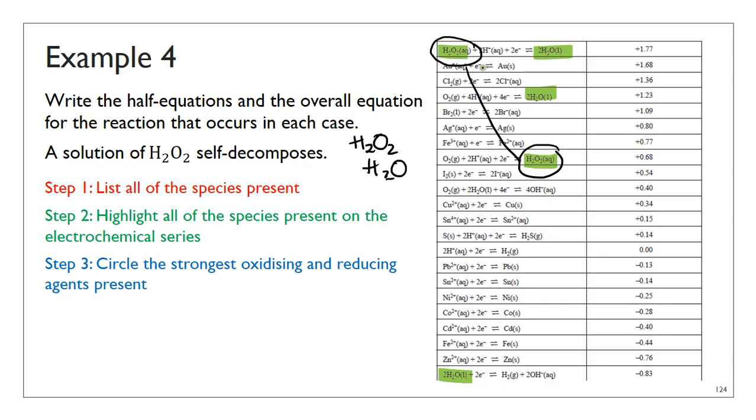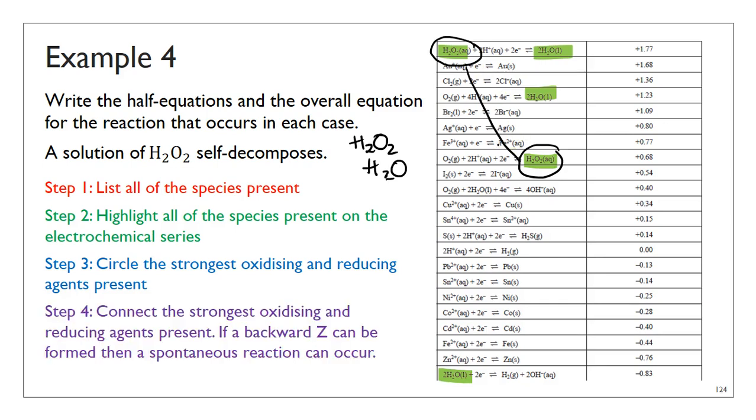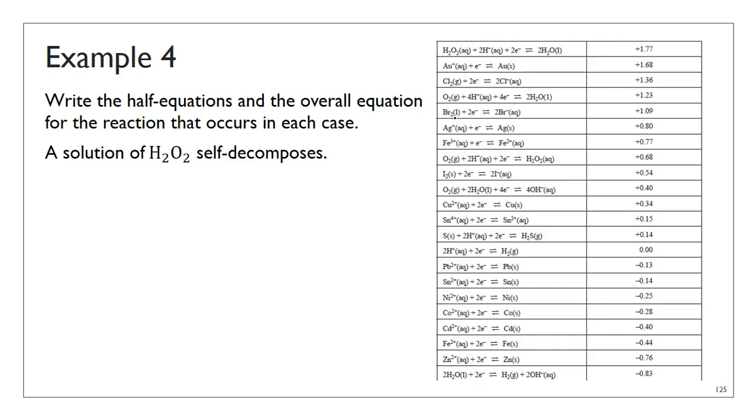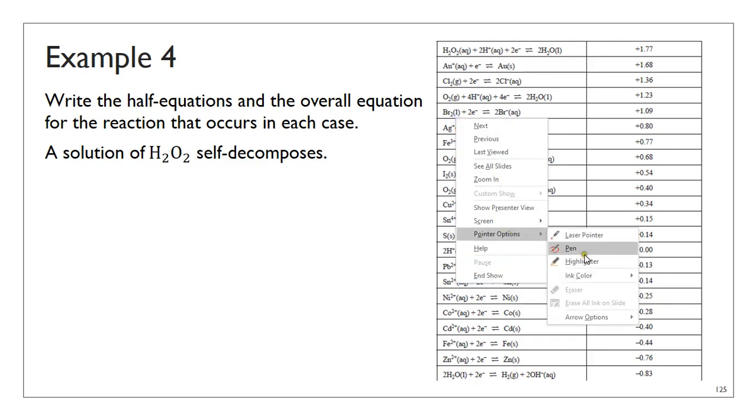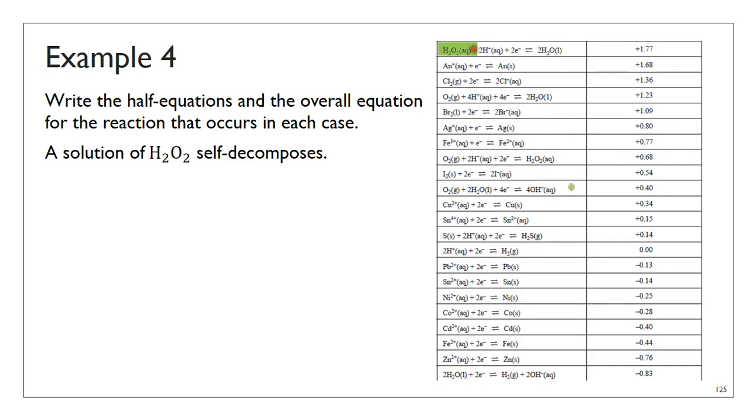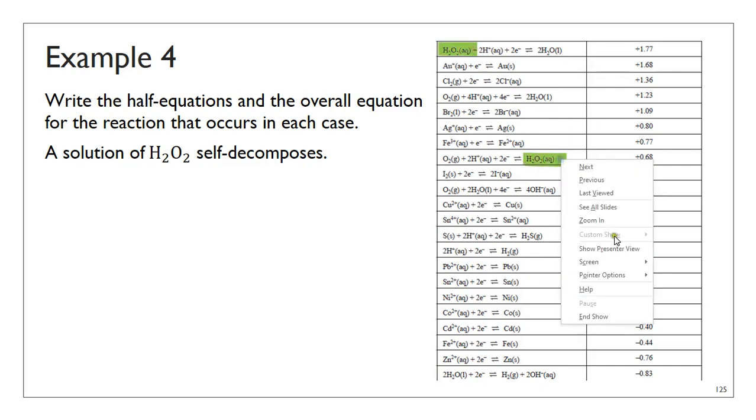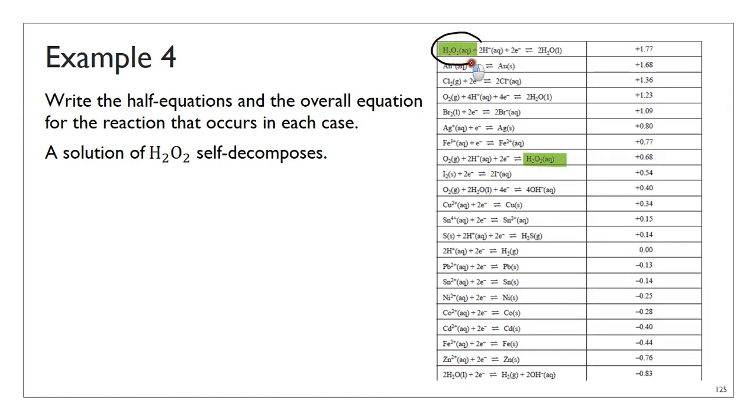So you can actually form a backward Z just with H2O2. This is why it self-decomposes. And if you connect the strongest oxidizing and reducing agent, you're going to see that. So we're going to see how we can go from that to write the half equations. So let me just highlight the species of interest, which is just these two. So this one undergoes reduction, so it's going to go this way. This one will undergo oxidation, so it's going to go this way. And this is the shape that I want to make, so the arrow will go away from the reactant, of course.